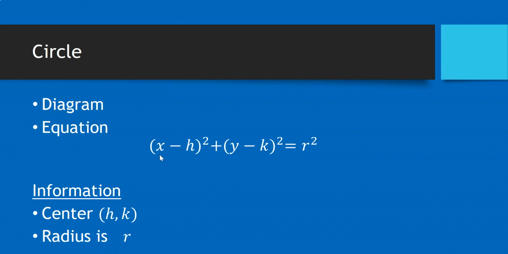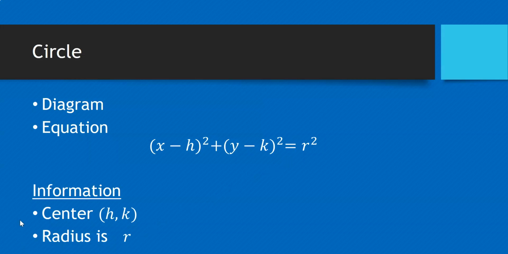Its equation is going to be (x minus h) quantity squared plus (y minus k) quantity squared equals r squared. And this equation is always going to be something we get out when we have a circle, where the center is (h, k). Notice that we're subtracting h from x and subtracting k from y in the actual equation of the circle, and the radius is r.